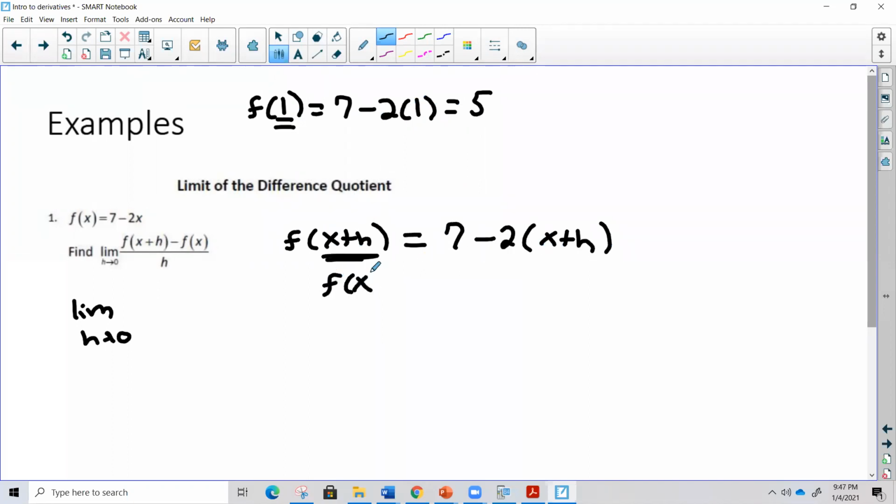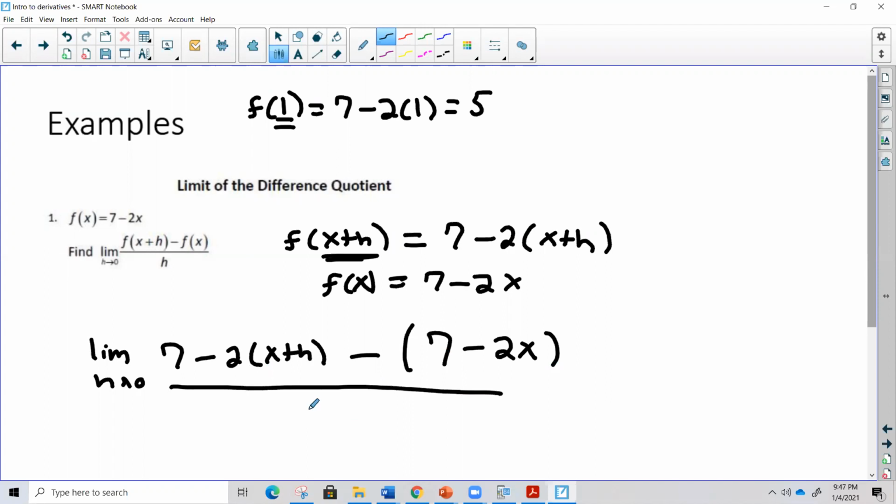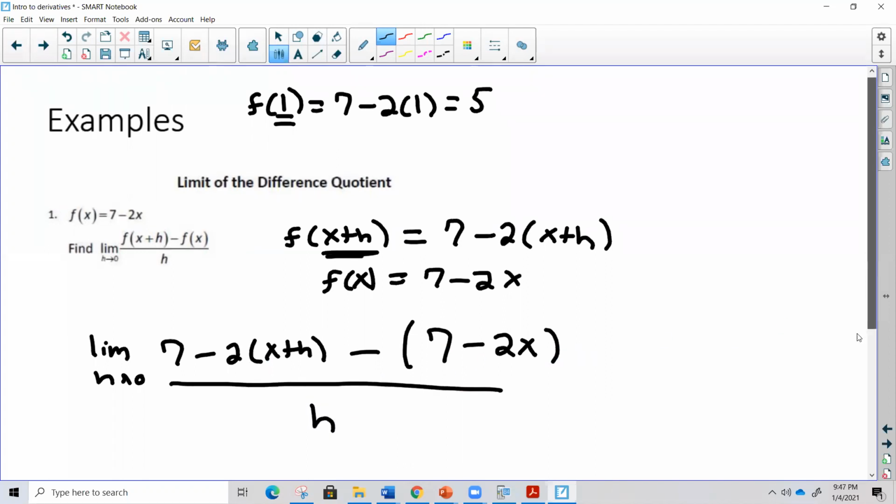Okay, so this is f of x plus h. f of x is just what they're giving us, 7 minus 2x. So you can write this all in your function initially, or you can write it on the side and then simplify it. It's kind of whatever is easier for you. But what we're finding is f of x plus h is this: 7 minus 2 parentheses x plus h, minus my f of x. If I have more than one term, I have to put parentheses around it because I'm subtracting that whole quantity, all over h. And then I need to simplify.